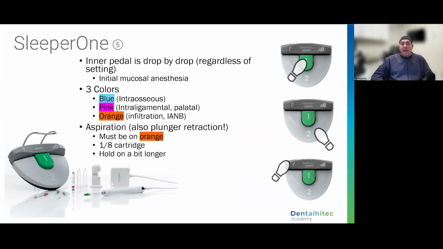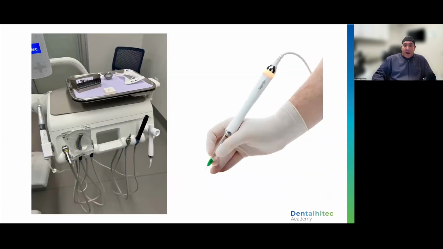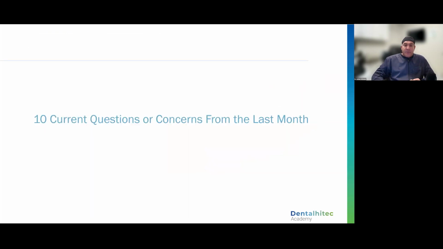Okay. Sleeper One, it does have the 3 different lights. I don't want to spend too much time on this. Most of you have the SOAN, but as I said, I love this unit. I've got one, and I have it actually built into my operatory like this. So that power cord is built into my ADEC unit. So it's all nice and tucked away.